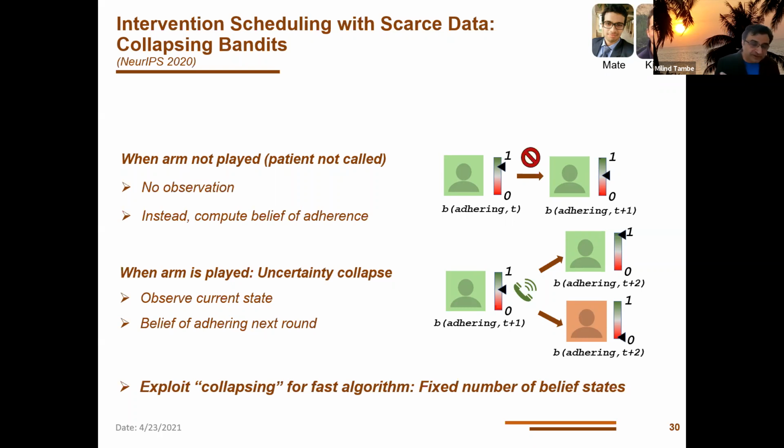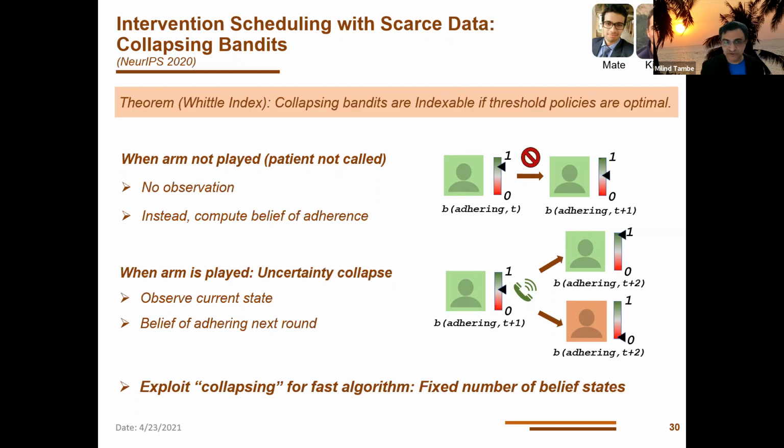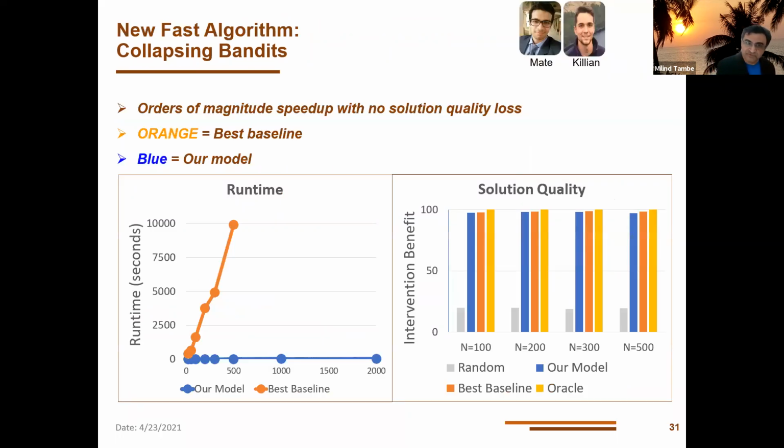For those of you who are familiar with restless bandits, you know these problems get solved by computing a Whittle index. And we show that these collapsing bandits are indexable, so we can compute Whittle indices that lead to optimal results under some conditions. And so in our work, we show that our algorithm, which exploits the special structure of collapsing bandits, leads to a much faster running time compared to the best baseline, and a solution quality that is very close to the optimal solution quality.